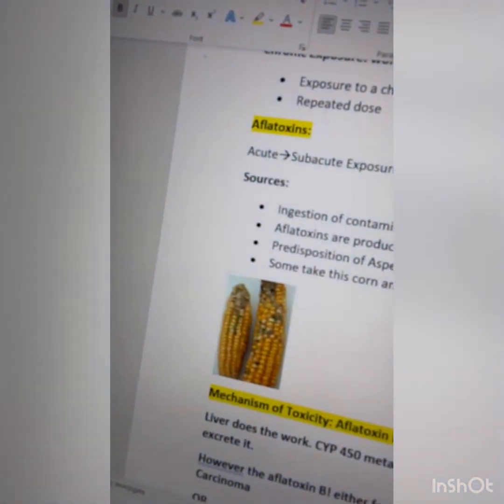So getting into aflatoxins, they can be acute exposure to subacute exposure, the source being ingestion of contaminated food. Aflatoxins are produced by Aspergillus species fungus. It's usually a fungus that actually grows on corn. Aspergillus species have a predisposition to grow in hot and dry weather, actually, and some take this moldy corn right here, and they actually grind it down to make dog food, and this is how dogs are getting exposed to it.